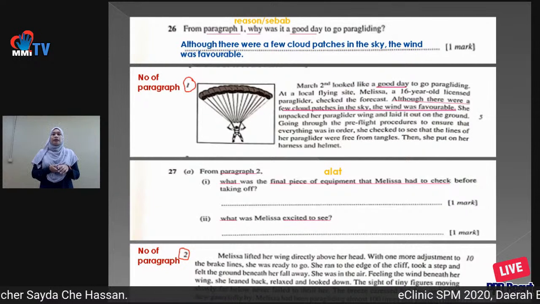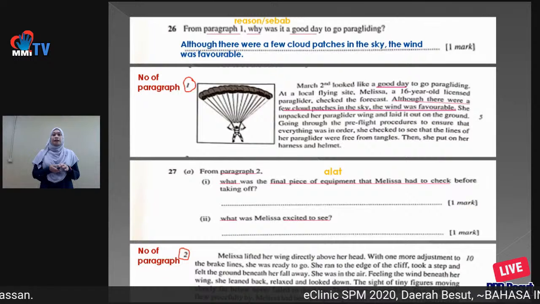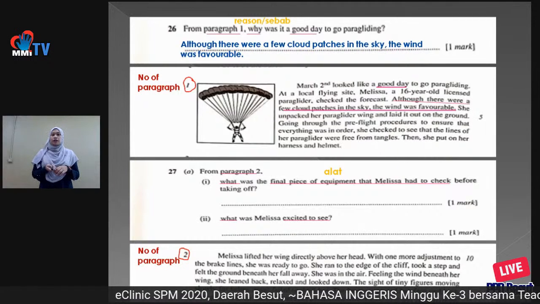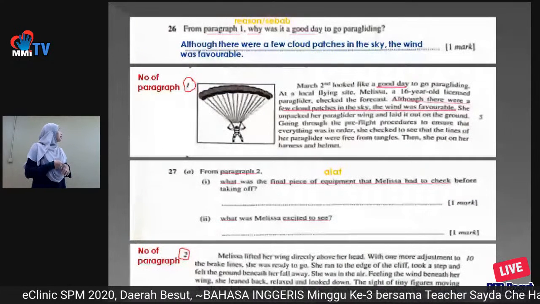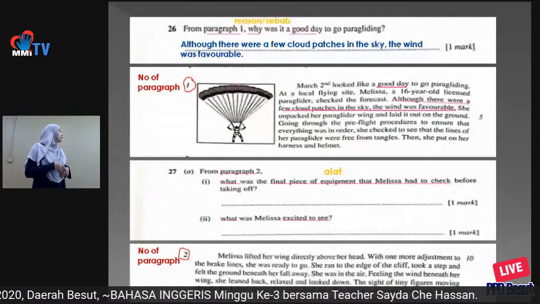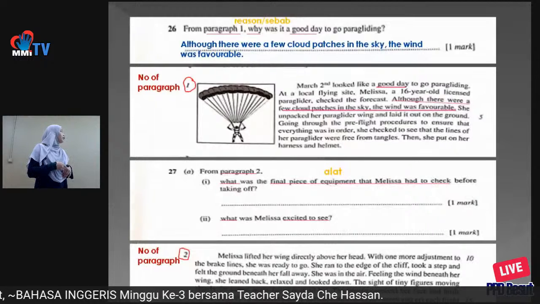So what was the equipment? The last equipment yang dia check. Dalam ayat tu ada satu je equipment. The brake lines.